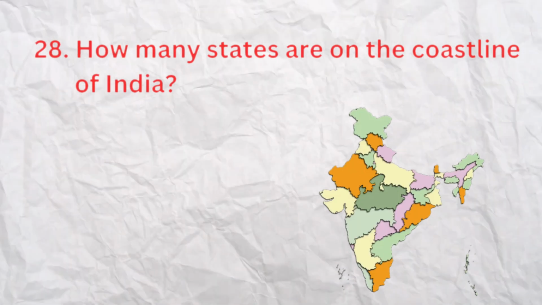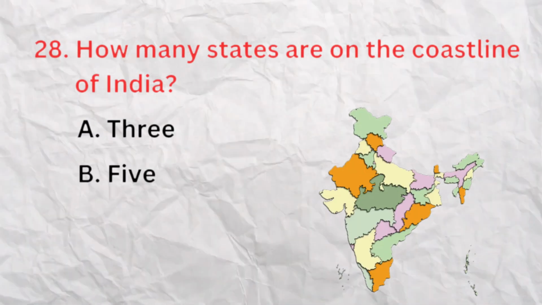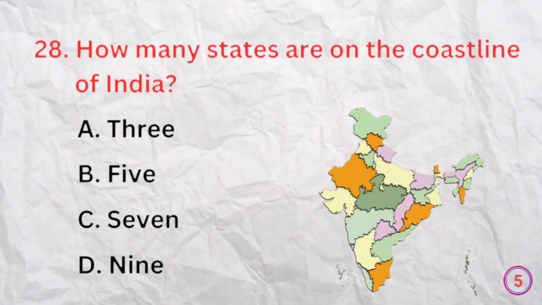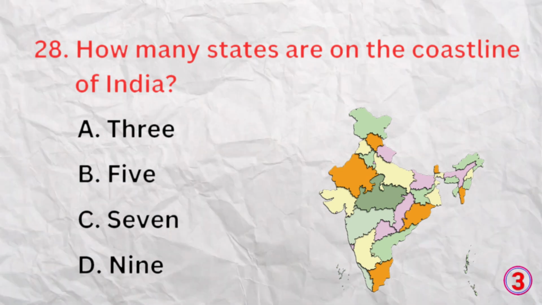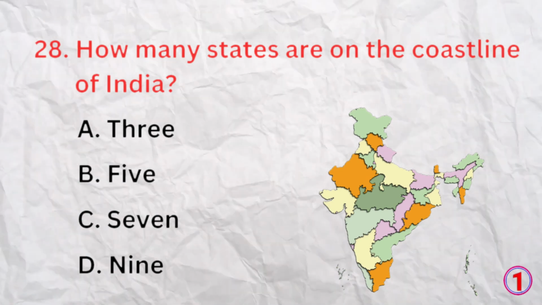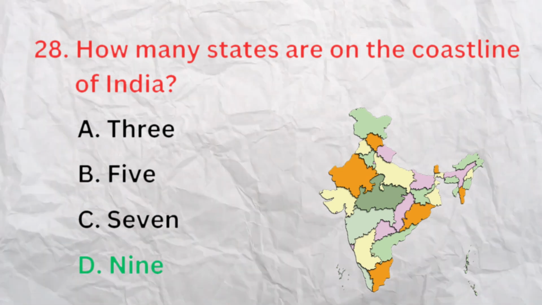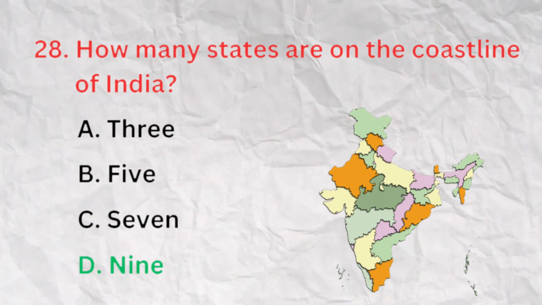How many states are on the coastline of India? The correct answer is option D, 9.